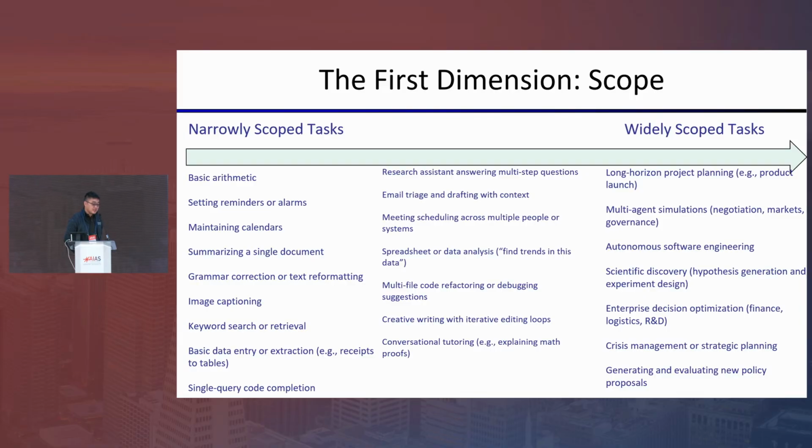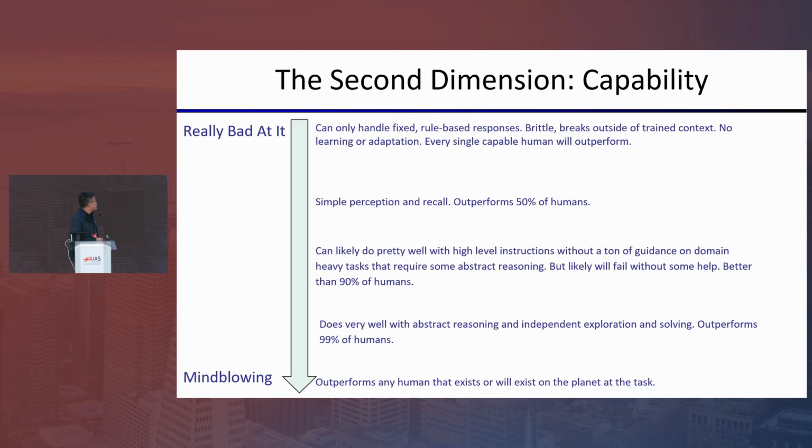In terms of scientific discovery, which is also a really important topic in this conference, we need to figure out how to generate very meaningful hypotheses, how to filter through the hypotheses, and how to design experiments. There are also other more complex settings, like crisis management, and generating and evaluating new policy proposals, which are going to impact billions of people in the world. So basically, that's a different set of tasks.